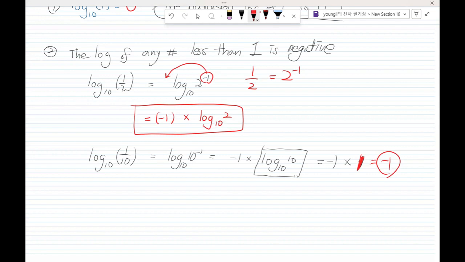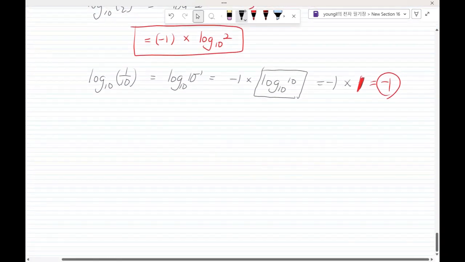Log base 10 of 1/10 is log base 10 of 10 to the minus 1, which is minus 1 multiplied by 1, equal to minus 1. This is kind of the math, right? So I will share with you a useful YouTube link for you to study, okay?